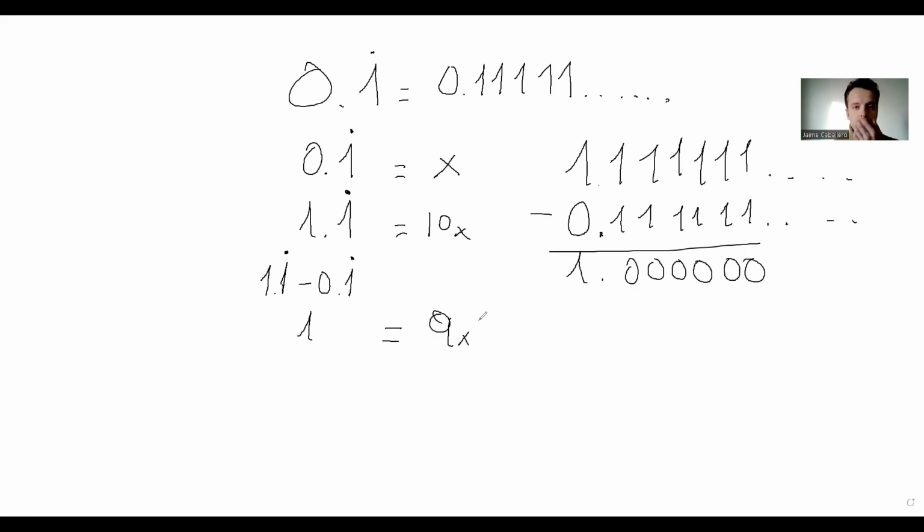Now we're almost done. To get x, we simply need to divide by 9 on both sides. And that gets us 1 over 9. I forgot to rewrite this step here. This was our 10x minus our initial x. If we go back, we have just expressed our problem number as a fraction.